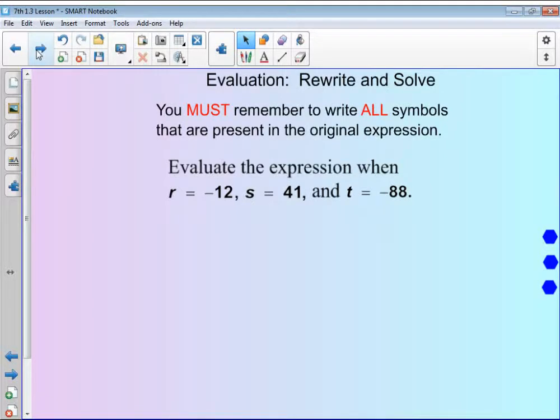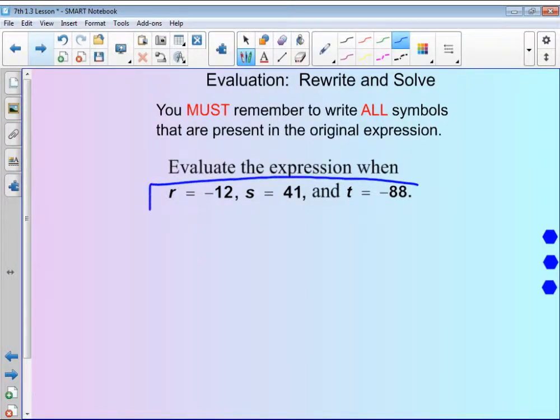The last thing we have in this lesson is to work with evaluation. In evaluation, that's where you substitute in a number for a letter. And they're always going to tell us what each letter is worth. So here is the information they're giving us for what each letter is going to be worth. R is -12, S is 41, and T is -88.